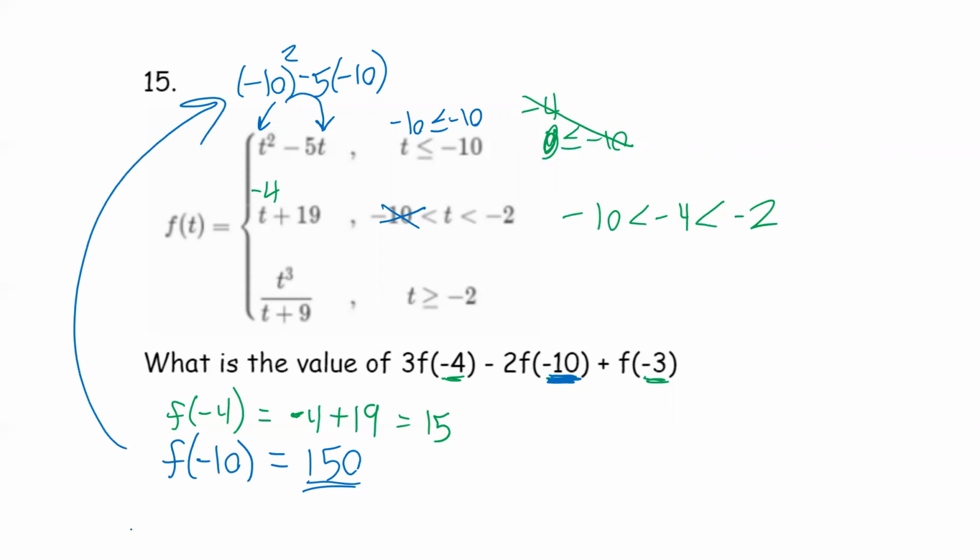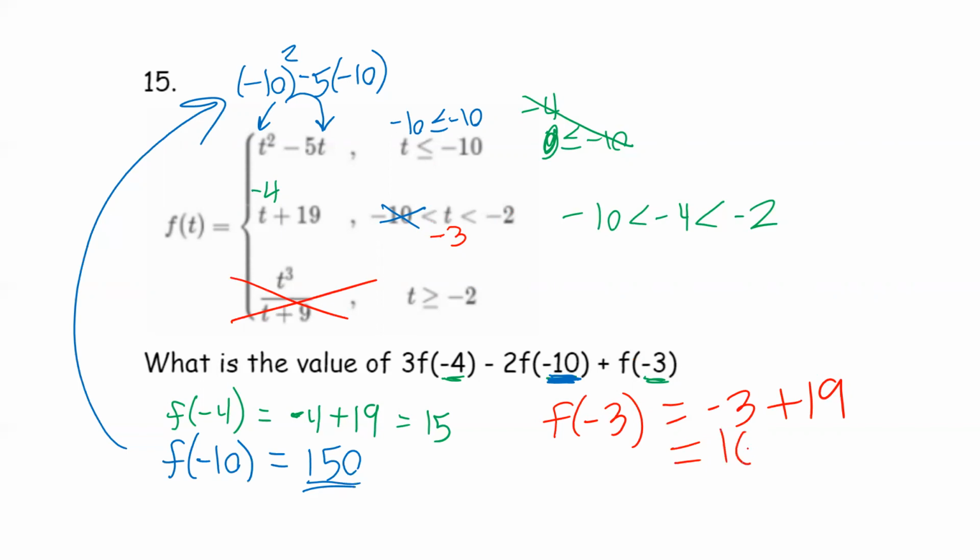Then finally, we want to do f of negative 3. Negative 3 is actually not greater than or equal to negative 2. Negative 3 is still going to be between negative 10 and negative 2. So once again, f of negative 3 is going to be negative 3 plus 19. We're not actually going to use that other one. So 19, 18, 17, 16, that's just going to be 16.